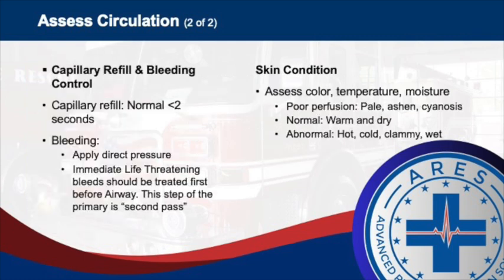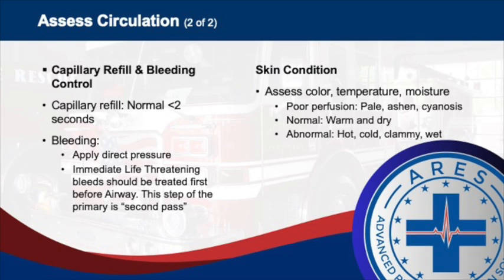Now let's talk about skin condition, which can reveal a lot about a patient's perfusion. Start by evaluating the skin color. Pale, white, ashen, or gray skin suggests poor peripheral circulation, often tied to shock or low blood flow. Flushed, red skin might indicate high blood pressure, fever, or another systemic issue. Blue skin, known as cyanosis, signals that the blood isn't properly saturated with oxygen, a serious warning sign of respiratory or circulatory compromise.